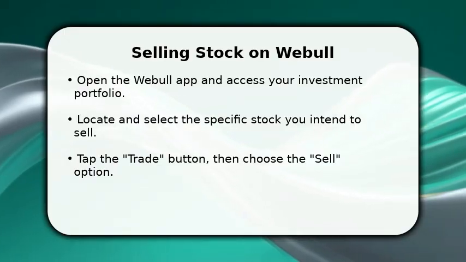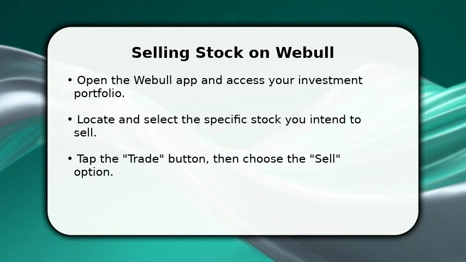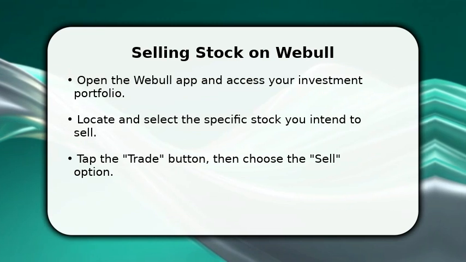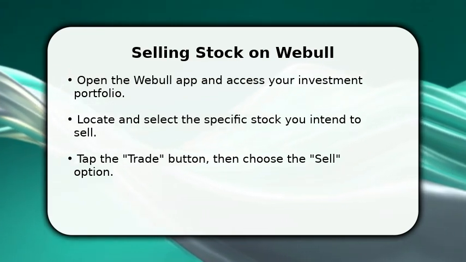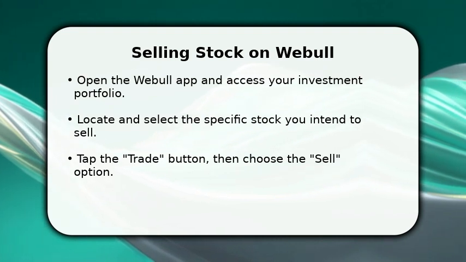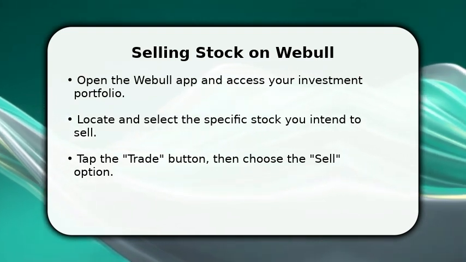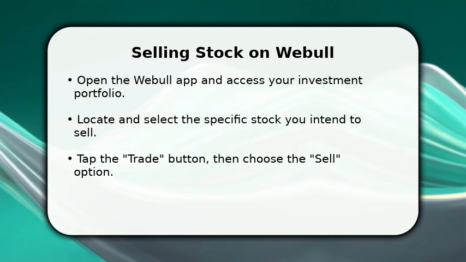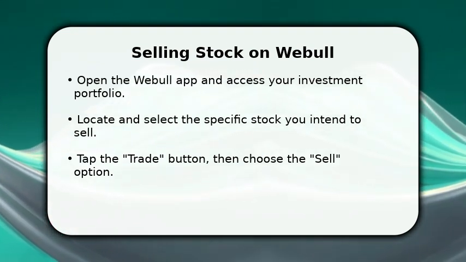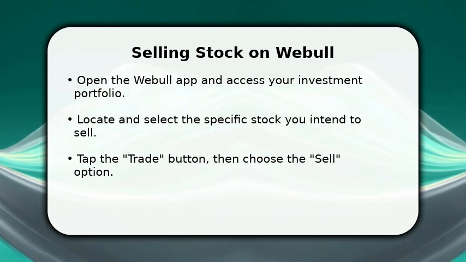In this video, I will explain how to sell stock in Webull. First, open the Webull app on your device and navigate to your main portfolio screen. From there, you'll need to find the specific stock you wish to sell from your list of holdings. Once you've located it, simply tap on the stock to bring up its detailed information page. Then, select the Trade button and finally, choose Sell to begin the transaction process.